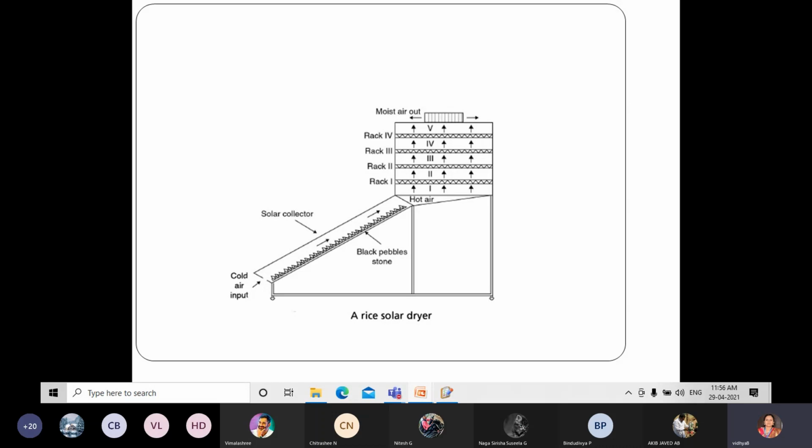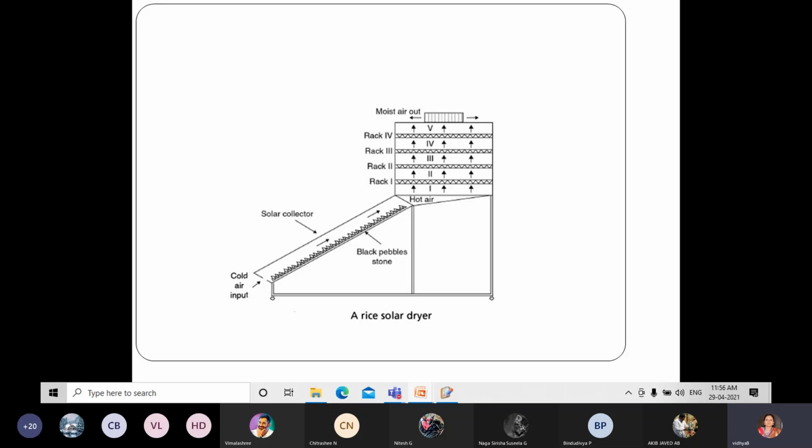Hot air is circulated over the rice. That is, it picks up moisture content from the rice. Okay, the hot air is passed, and it will pick up moisture content from the rice, and it goes through the output. Okay, you can observe here the moist air out. That will go through the outlet.